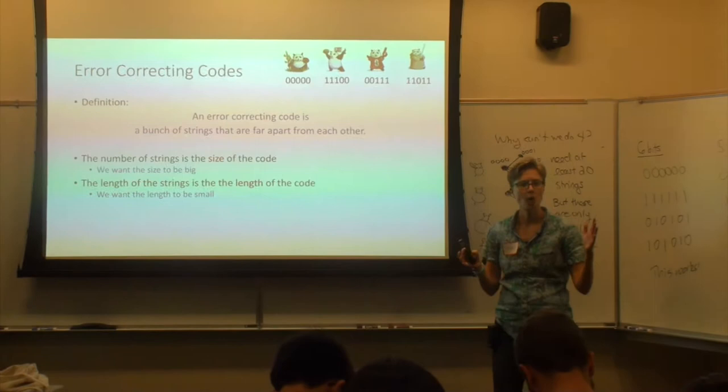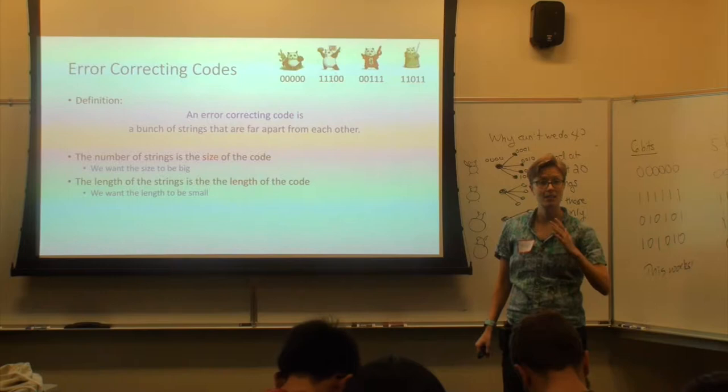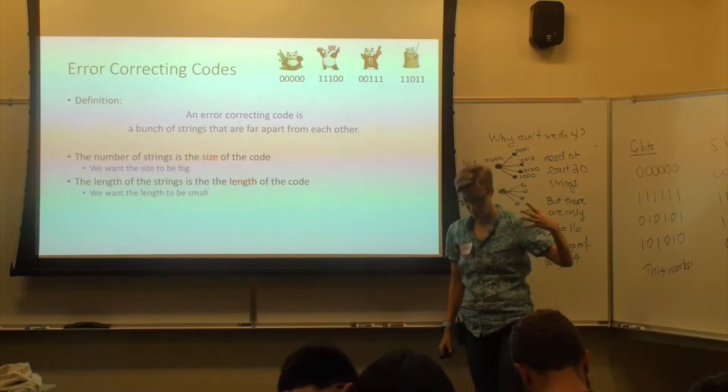And we want the length to be small. Because the length of the string, so these strings have length 5, is the number of bits that Alice needs to send to Bob. And as we said before, in the introduction, sending bits takes time and energy, and we'd like that to be as small as possible. So we want the length to be small.